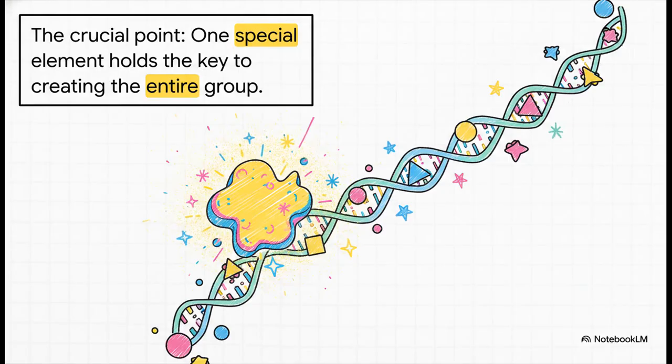So what's the big takeaway from all this? It's that the real beauty of a cyclic group is just how simple it is at its core. You have one single element, the generator, and it holds the complete DNA for the entire structure. Everything comes from that one source.